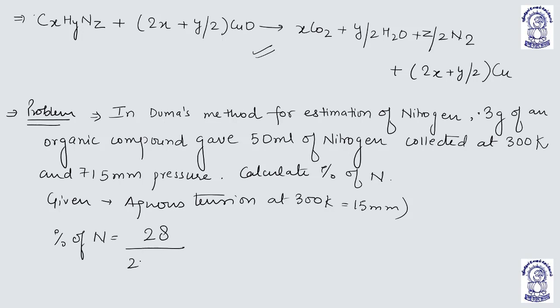Now, the formula is percentage of nitrogen is equivalent to 28 upon 22400 into volume of nitrogen evolved into 100 upon weight of organic compound. This is the formula. Now, in this, they have already mentioned that 0.3 gram is the w, and 50 ml of nitrogen is collected at 300 Kelvin. Okay. Now, this volume is the experimental volume, but we need the volume of the nitrogen at STP.